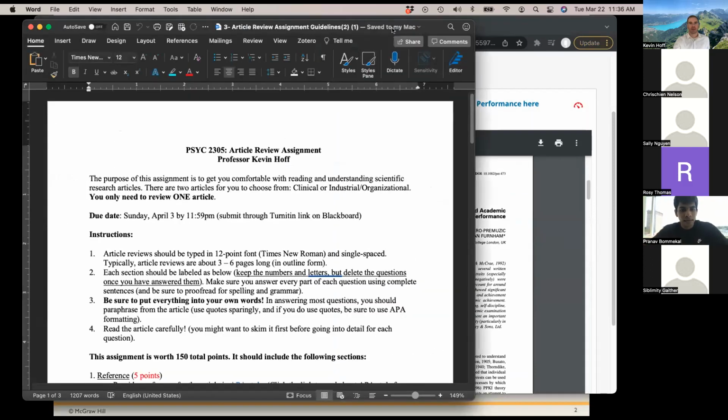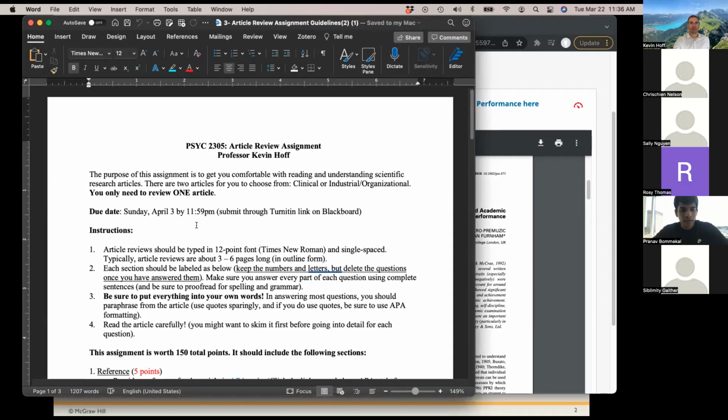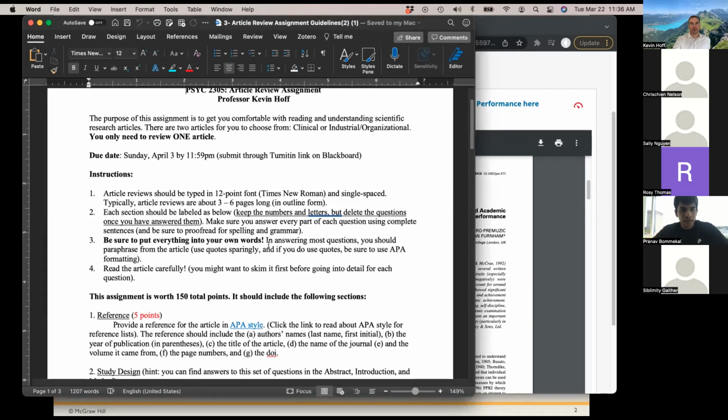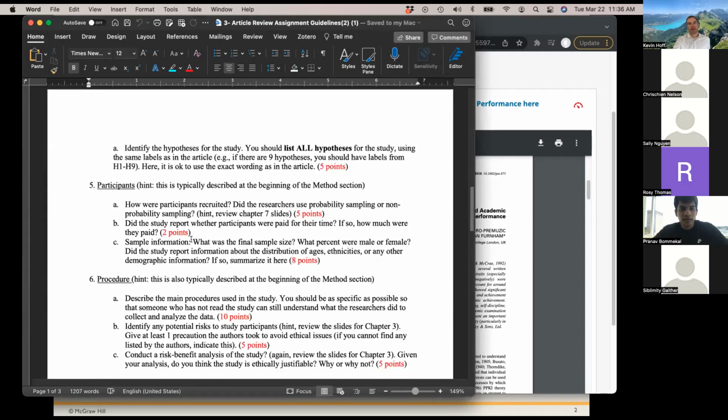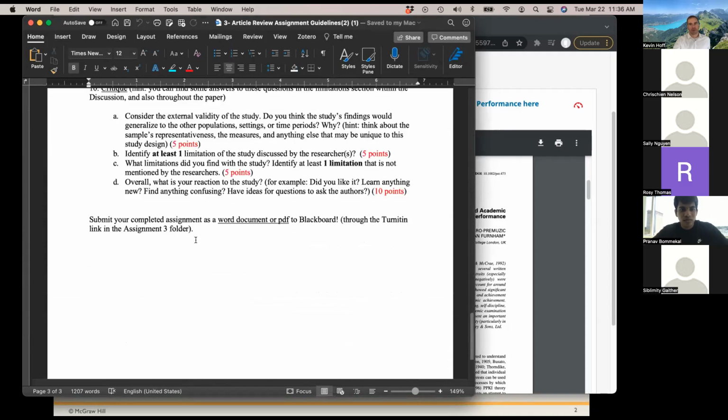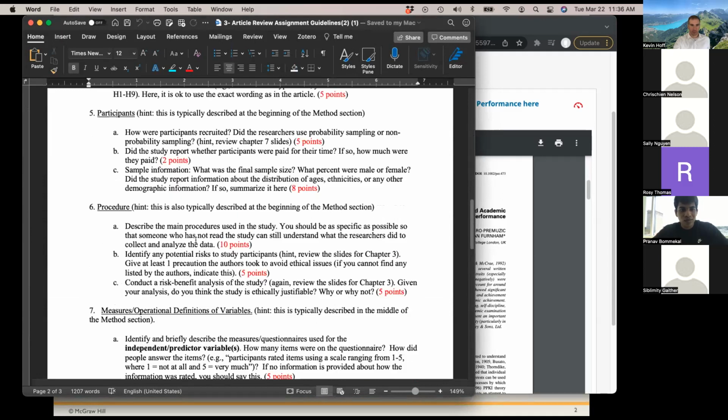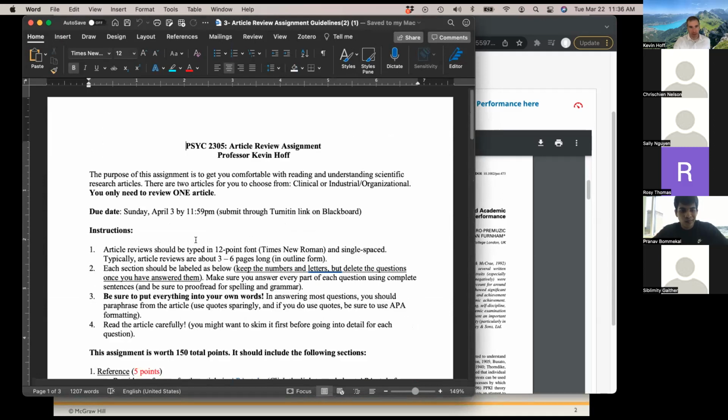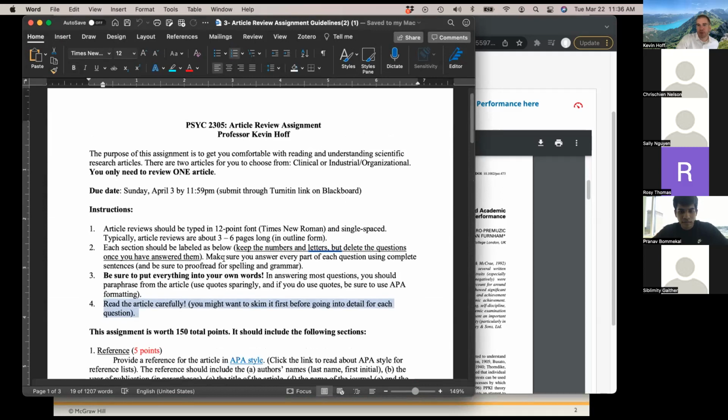Basically, you'll choose one of them, and then go through each question on this assignment and answer it thoroughly. The key is you have to read the article thoroughly to be able to answer a lot of the questions. And as a general tip, before you go through each question in order, I would suggest skimming over the whole article and seeing what's covered, seeing how long it is, what is in each section.